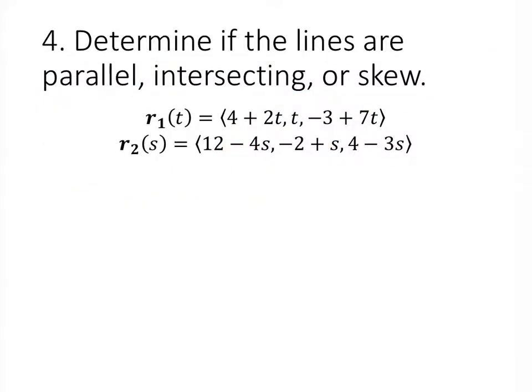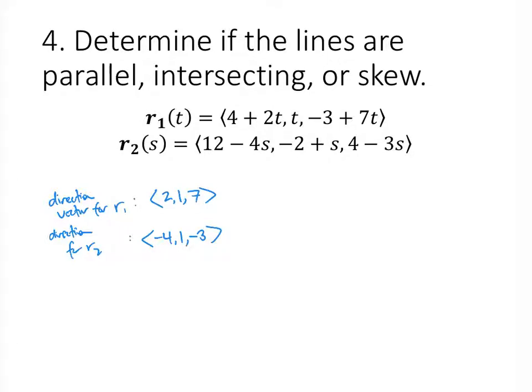All right, very similar problem here. So again, we're going to find the direction vectors, and if the direction vectors are parallel, then the two lines are parallel. And if they're not, then we'll have some more work to do. So the direction vector for R1 will be 2, 1, 7, and the direction vector for R2 will be -4, 1, -3. And it's easy to see that these two vectors are not parallel.